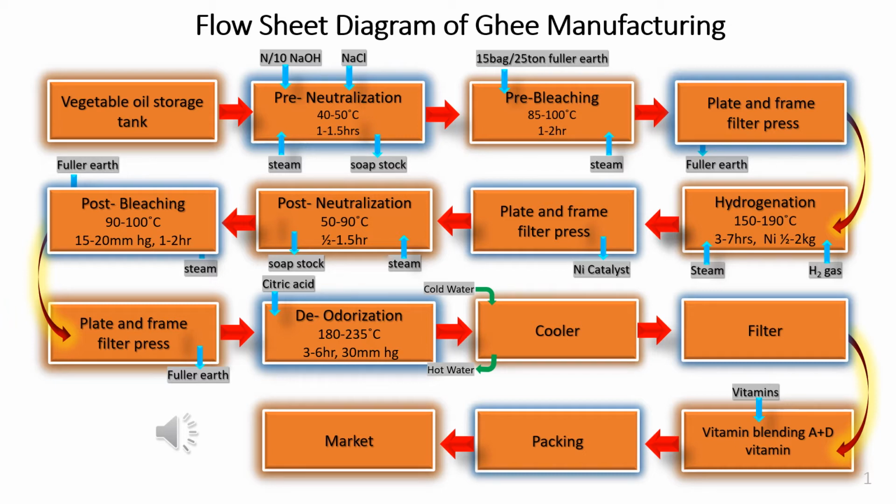After pre-neutralization of oil, our oil goes towards the pre-bleaching section. In the pre-bleaching section, we bleach our oil by providing the fuller earth. Here we provide 15 bag or 25 ton of fuller earth to the oil. And what is fuller earth? It is a clay type of material which is used for the decolorization of oil.